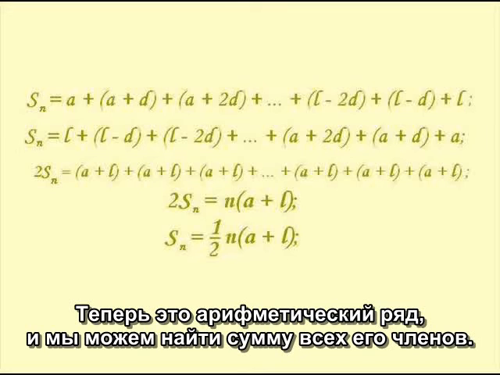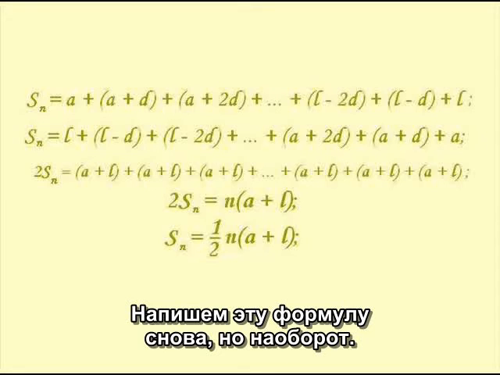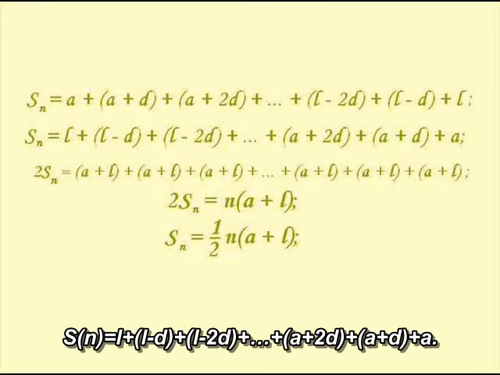Now this is a series, as we have added together the n terms of a sequence. This is an arithmetic series, and we can find its sum by using a trick. Let us write the series down again, but this time we shall write it down with the terms in reverse order. We get S_n equals L plus (L minus D) plus (L minus 2D) plus ... plus (A plus 2D) plus (A plus D) plus A.